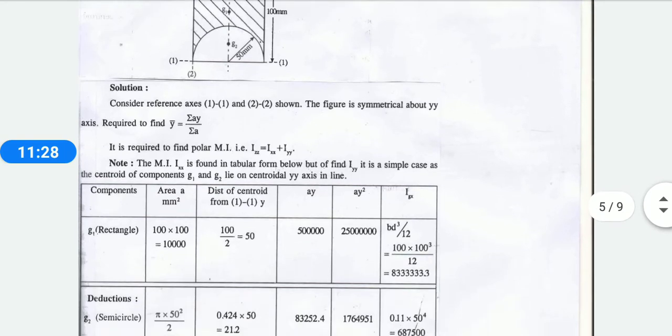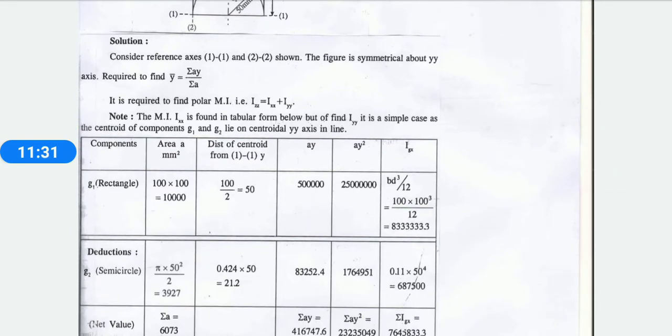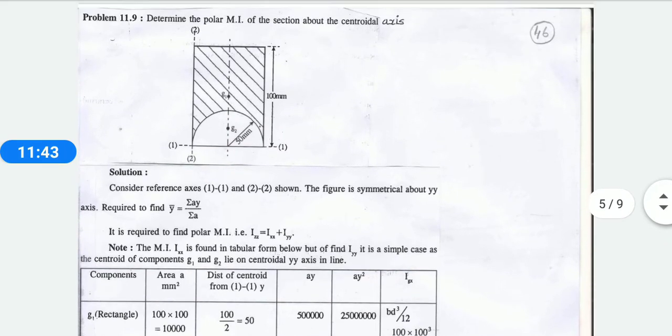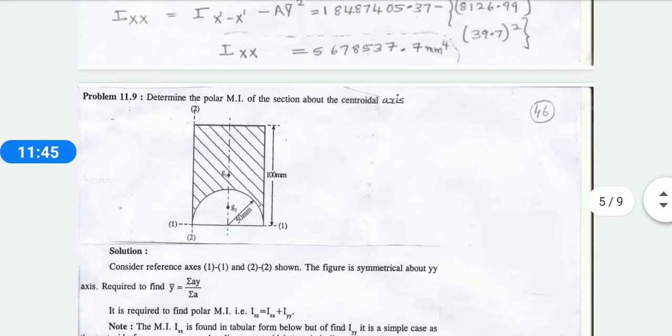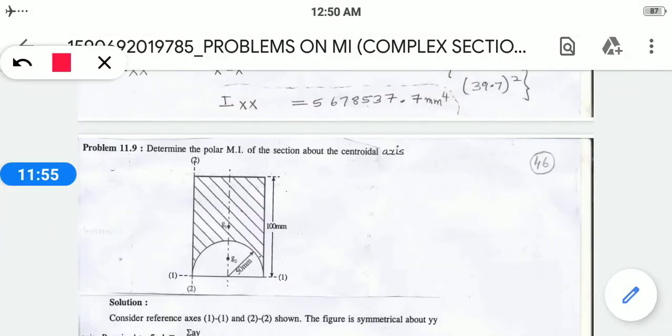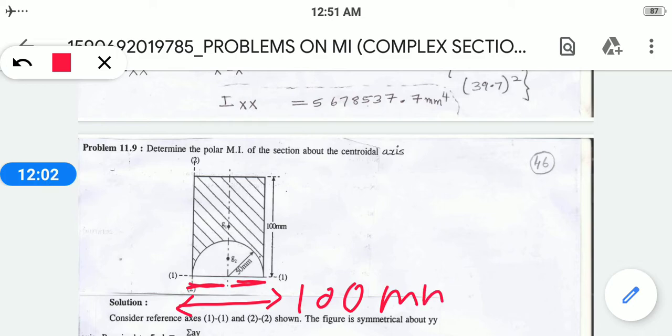For the starting, you need to find your rectangle area. Area is equal to b into d. For the semicircle, area is equal to pi into r square divided by 2. So substitute your value here and find out your summation of A. Y is equal to the distance from the x-axis. So see here, from the x-axis what will be the distance, that is 50. They had given the radius. So both the sides, if the radius is 50 over here, this is 50 and this is 50. So total length will be 100 mm and this is also 100 mm.